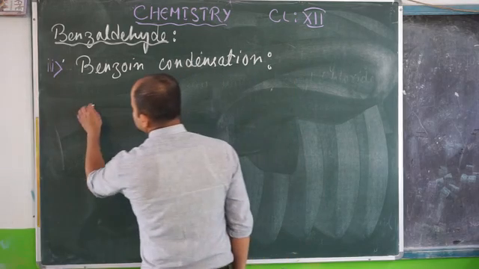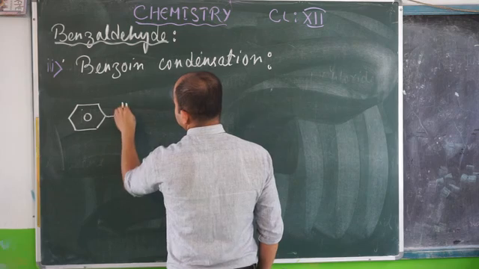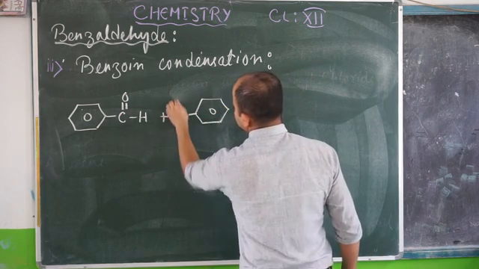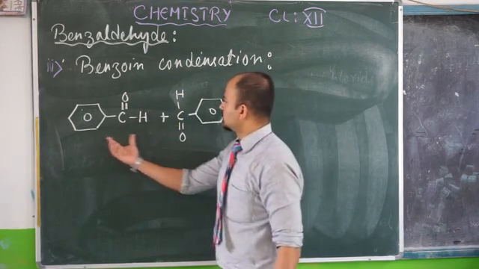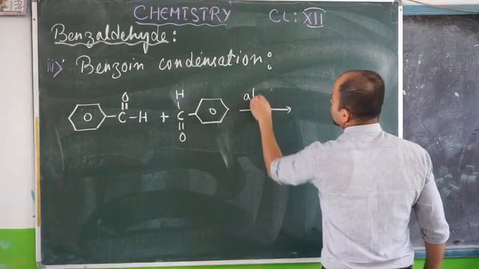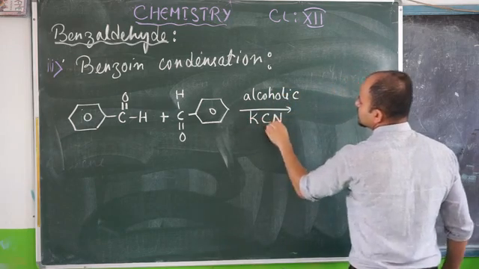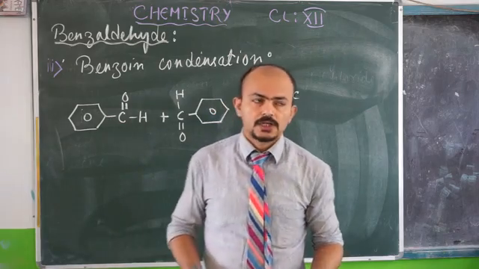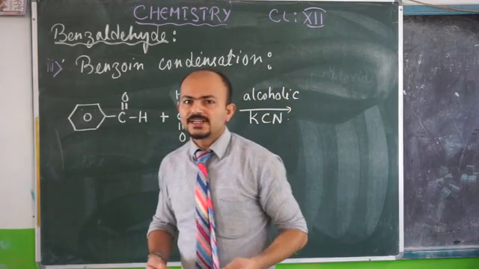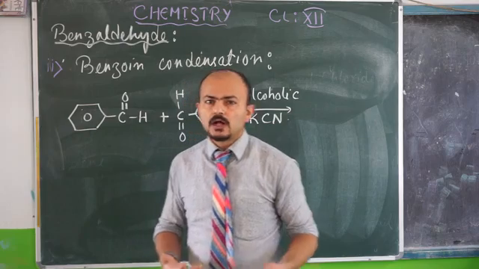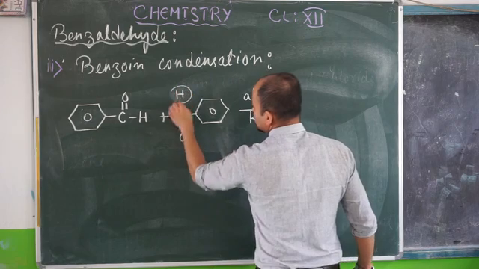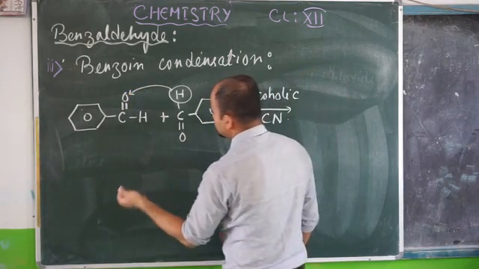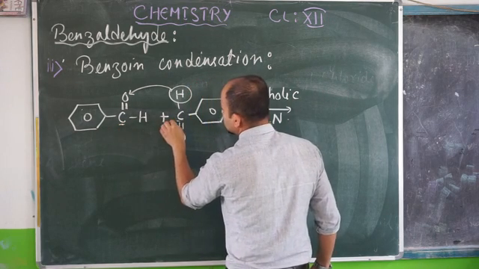So let me write the reaction. This is benzaldehyde. For this reaction, we need two molecules of benzaldehyde. So this is one molecule, and this is the other molecule, and when treated in the presence of alcoholic potassium cyanide, condensation of these two molecules will take place. In our previous class, we had discussed aldol condensation, in which I taught you how to predict the product in just one single step. The same step will be followed in this case. In benzoin condensation, this hydrogen will go to this oxygen, and a bond forms between this carbon and this carbon.